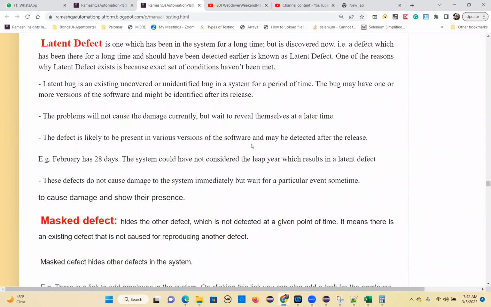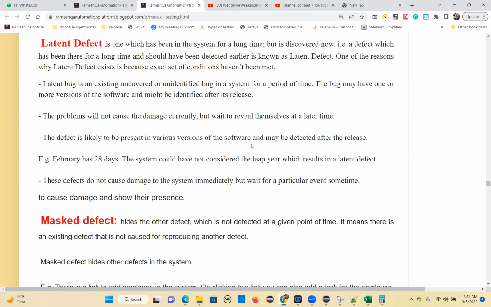So what is a latent defect? Latent defect means a defect which has been there in the system for a long time, but you didn't find it, and discovered it only now. It was there from a long time, after so many releases you found it now. That is called a latent defect. A defect which has been there for a long time, should have been detected earlier but found now.